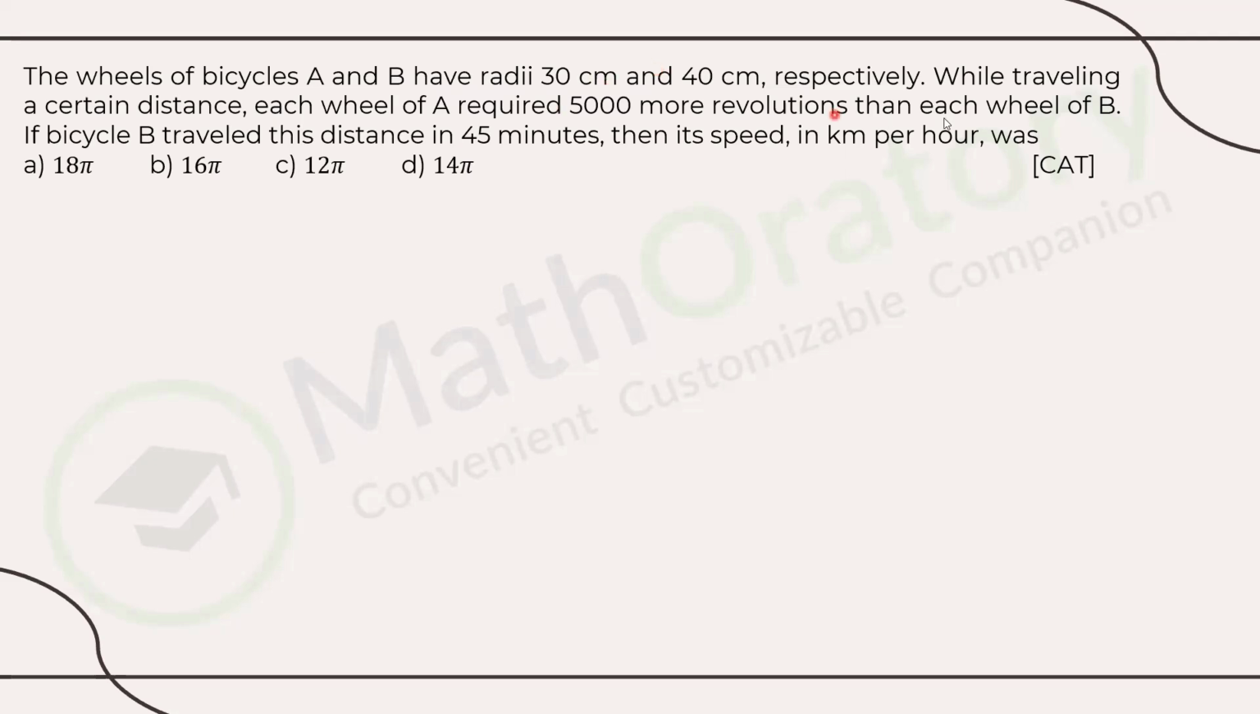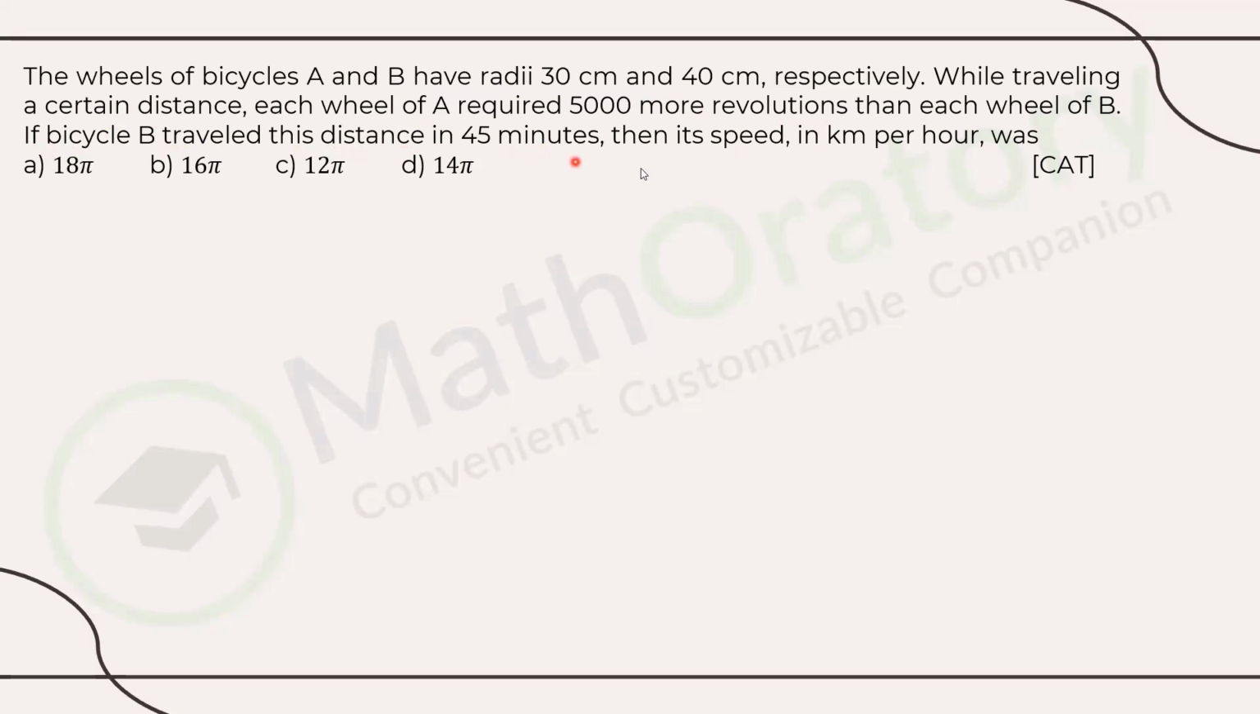By the time you finish reading these two sentences, you should be able to comprehend a basic picture of how to map this relationship of radii with the difference of revolutions, because this data is about the difference of revolutions, right? Each wheel of A required 5,000 more revolutions than each wheel of B. So we have been given a difference in number of revolutions of one tire of A and one tire of B, isn't it?